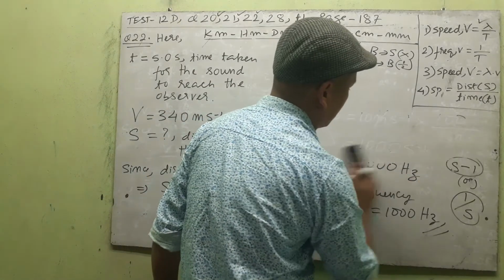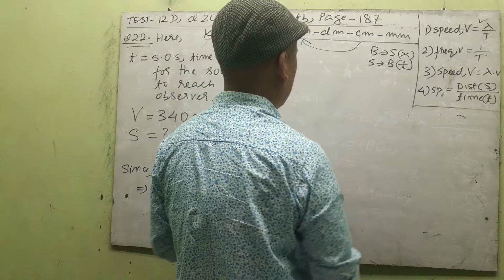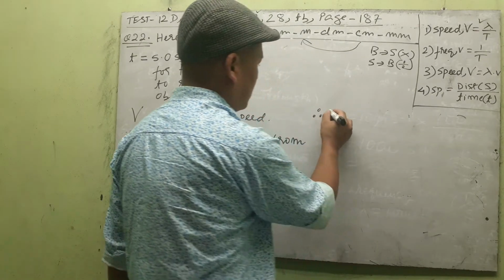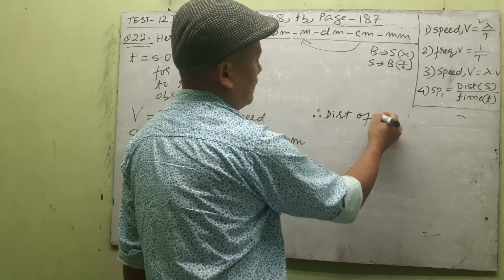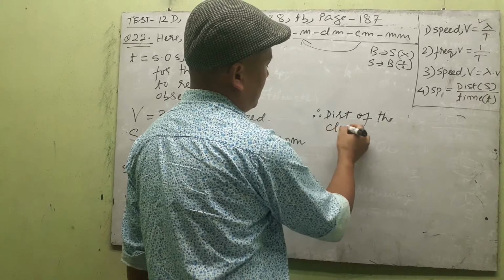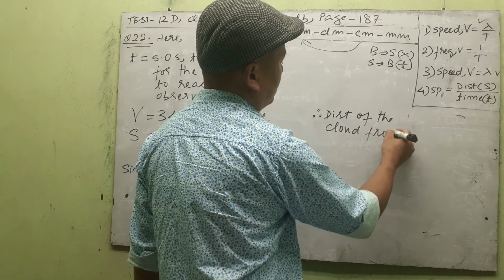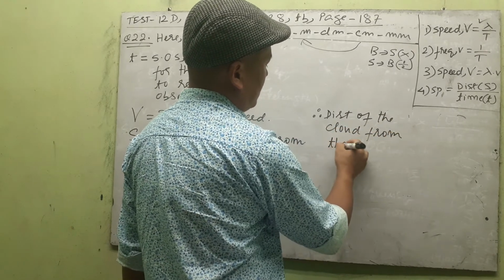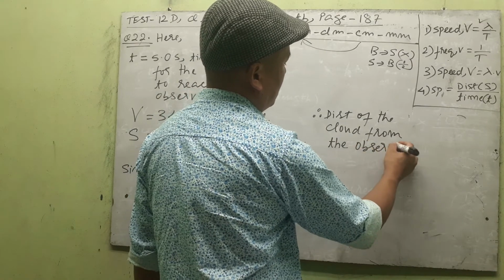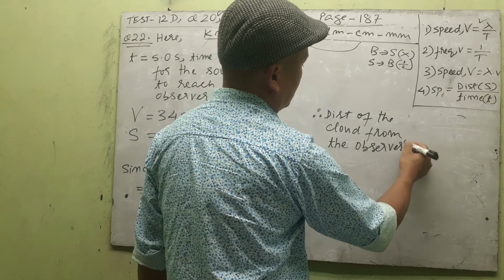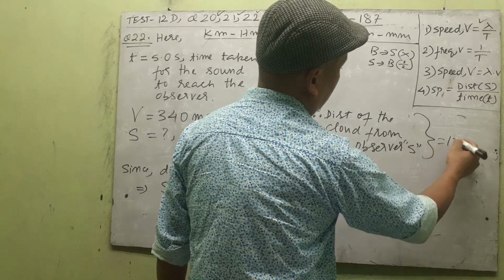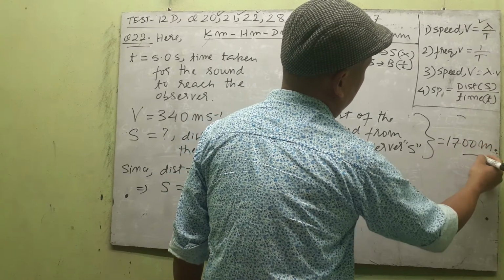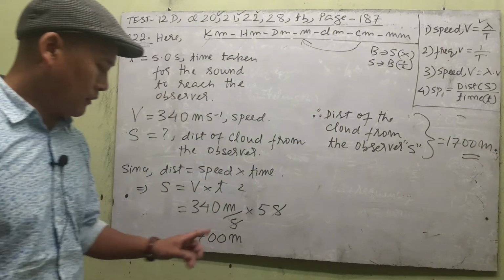You can write that if you want. Therefore, distance of the cloud from the observer, which is denoted by S here, 1700 meters is what we found by calculation.